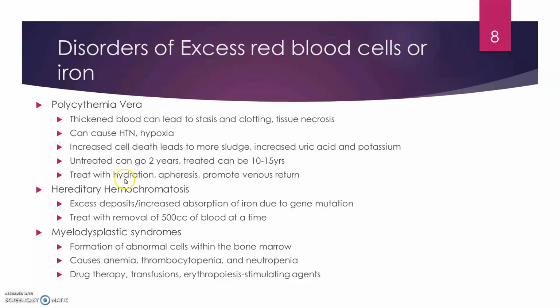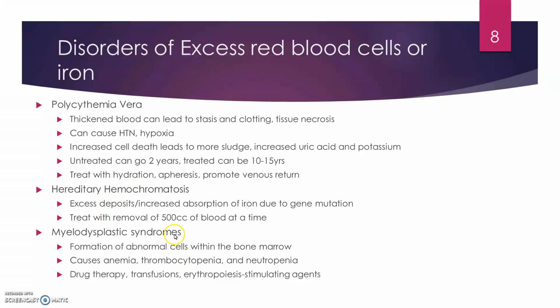So treatment is hydration, trying to expand it and thin it out with saline. Apheresis will pull some of those cells off, and just trying to promote good venous return back to the heart. Hereditary hemochromatosis is excess deposits of iron due to a gene mutation. I haven't really seen this much, but it is out there.